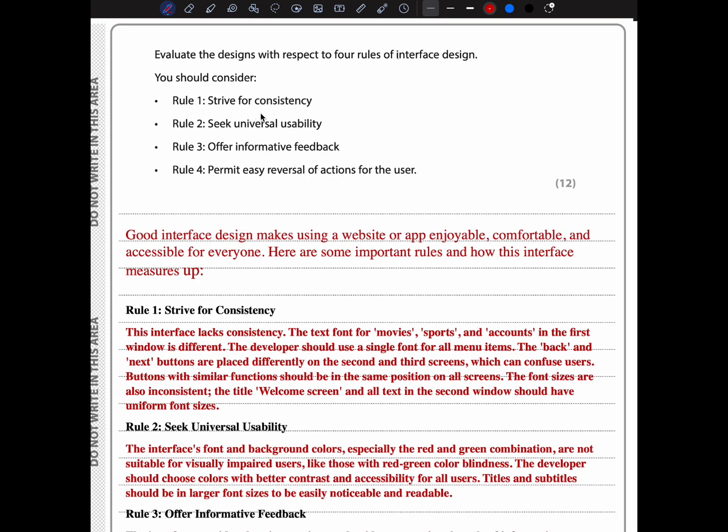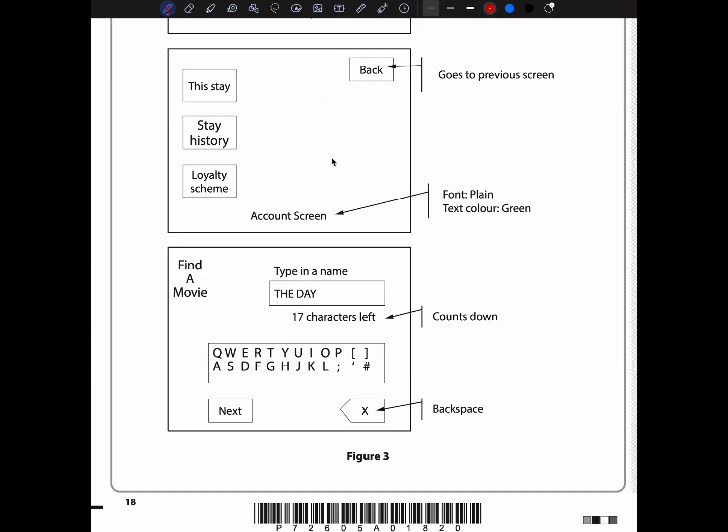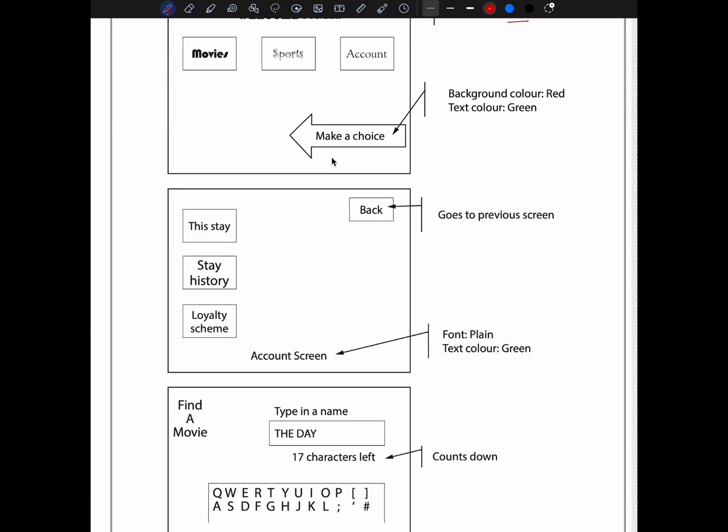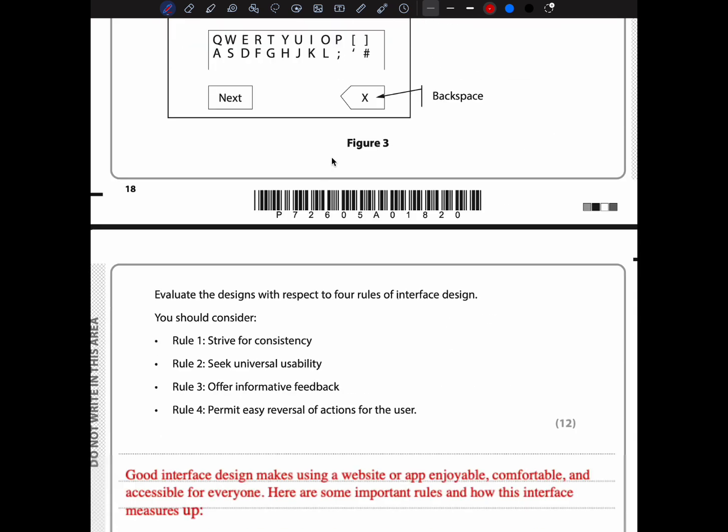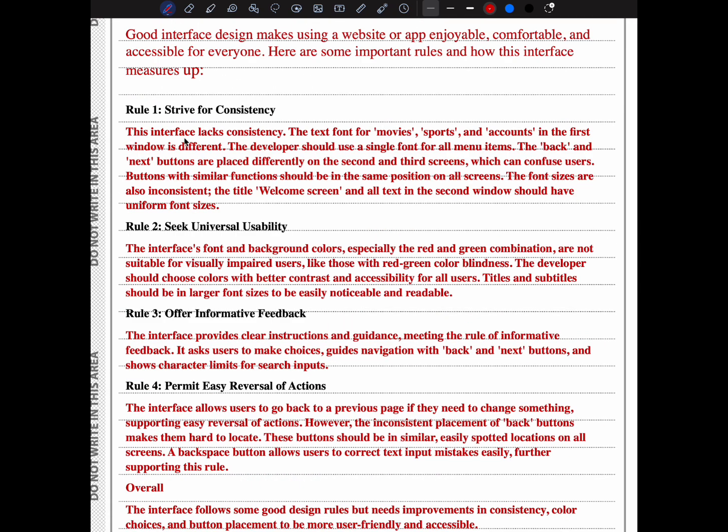First, they're saying strive for consistency. Consistency means trying to make the font, color, everything similar, so that it makes it more understandable for the user how it looks. So here the interface lacks consistency. The text font for movies, sports and account in the first window is different.